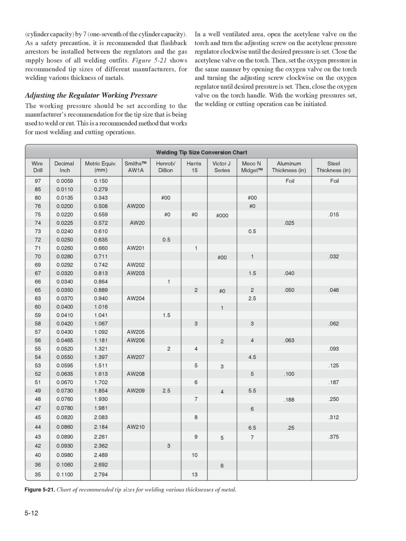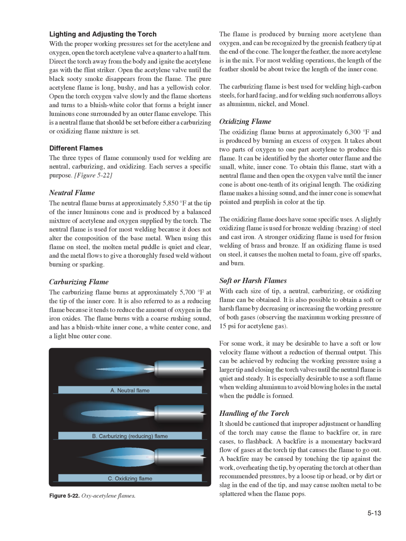A stronger oxidizing flame is used for fusion welding of brass and bronze. If an oxidizing flame is used on steel, it causes the molten metal to foam, give off sparks, and burn. Soft or harsh flames: with each size of tip, a neutral, carburizing, or oxidizing flame can be obtained. It is also possible to obtain a soft or harsh flame by decreasing or increasing the working pressure of both gases, observing the maximum working pressure of 15 pounds per square inch for acetylene gas.